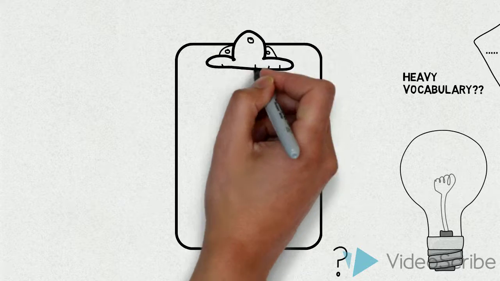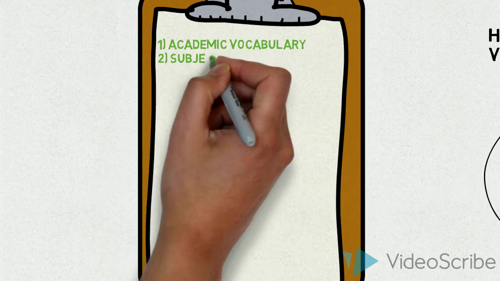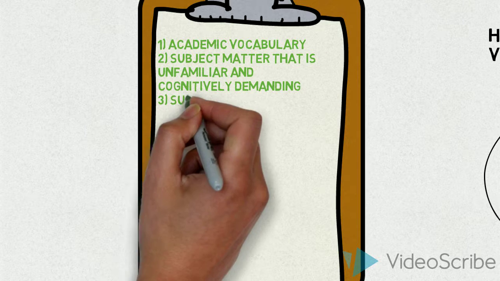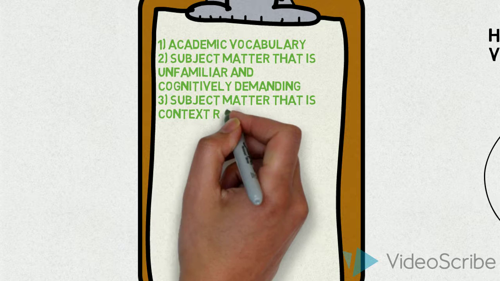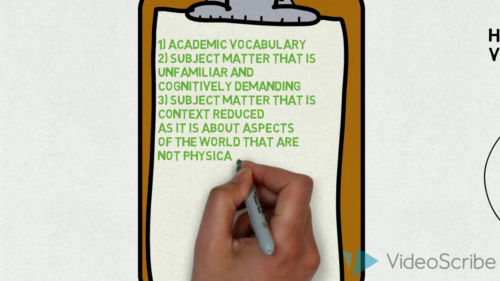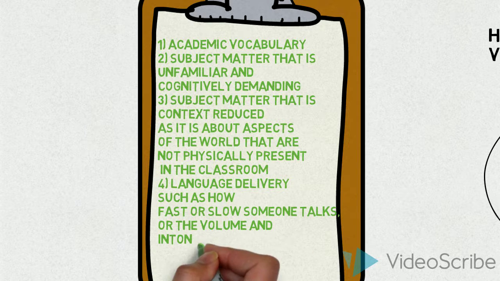Some of the most common barriers to learning include academic vocabulary, subject matter that is unfamiliar and cognitively demanding, subject matter that is context-reduced as it is about aspects of the world that are not physically present in the classroom, and language delivery, such as how fast or slow someone talks, or the volume or intonation of the delivery.